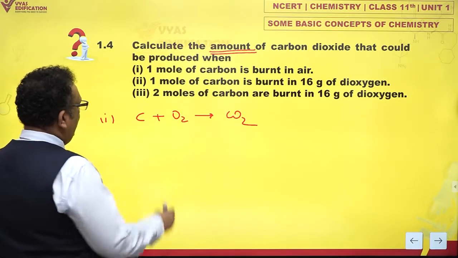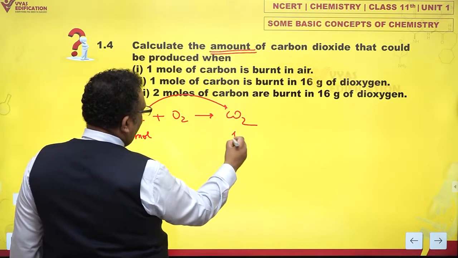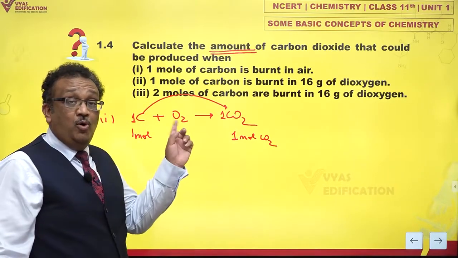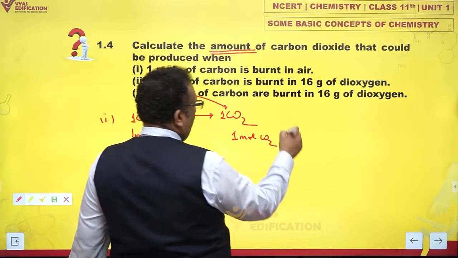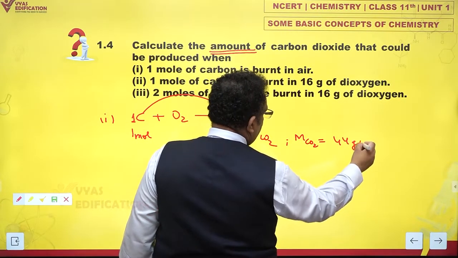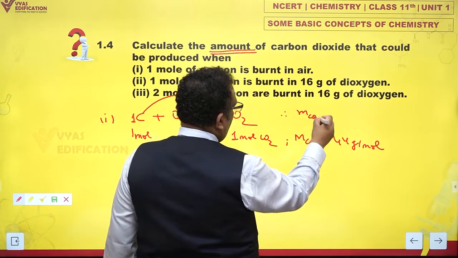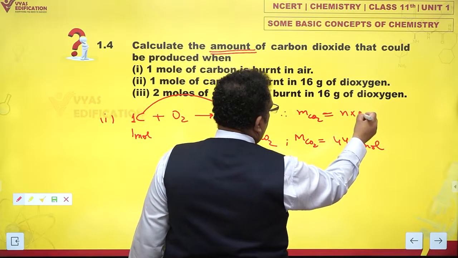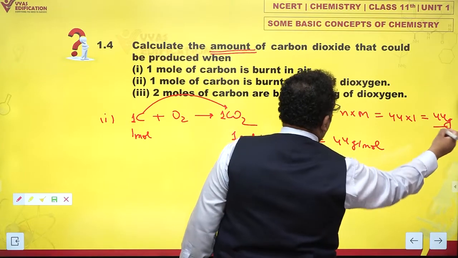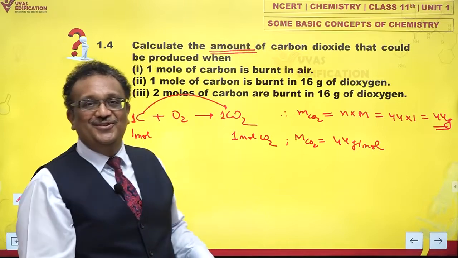So let's try. If I have 1 mole carbon, and if it is totally burnt, it will give me 1 mole CO2. And molar mass of CO2, how much is that? Molar mass of CO2 is 44 grams per mole. Therefore, mass of CO2 is moles into molar mass, which is 44 into 1, which is 44 grams.